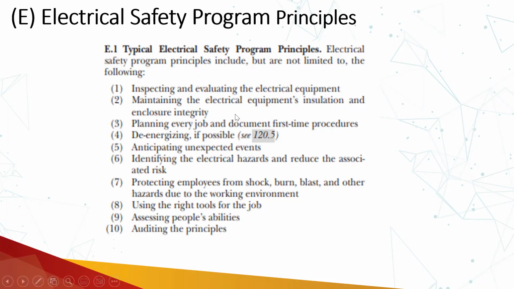Then maintaining the electrical equipment insulation and enclosure integrity, planning every job and documenting the first time procedure, de-energizing or establishing an electrically safe work condition as per Article 120.5, anticipating unexpected events, identifying the electrical hazard and reducing the associated risk, protecting employees from electric shock, burn, blast, and other hazards due to the working environment, using the right tools for the right job, assessing the people's ability and auditing the principles.